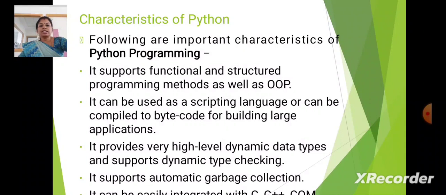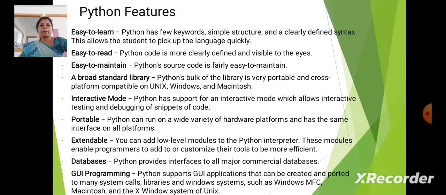Characteristics of Python: it supports functional and structured programming methods as well as OOP concepts. It can be used as a scripting language or can be compiled to bytecode for building large applications. It provides very high level dynamic data types and supports dynamic type checking. It supports automatic garbage collection. Then what are the features of Python? It is easy to learn, easy to read, and easy to maintain.